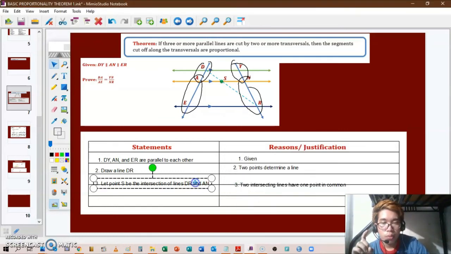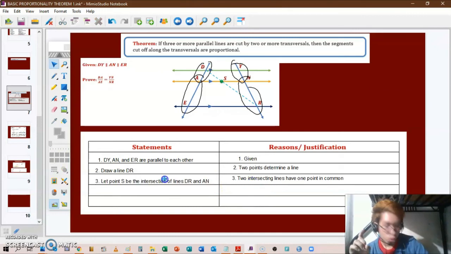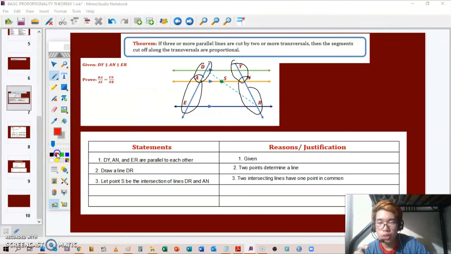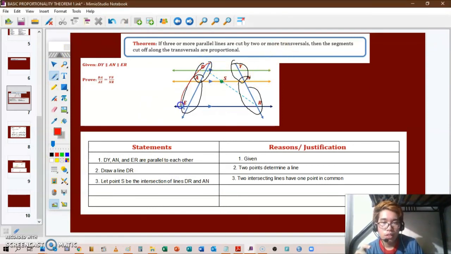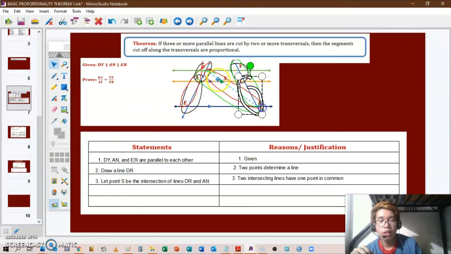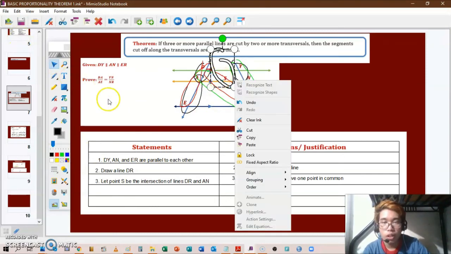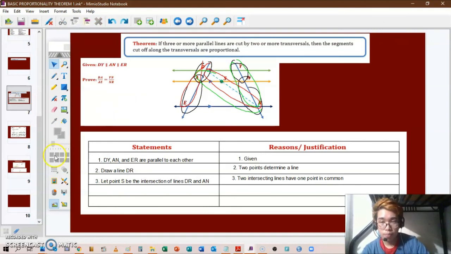For this problem, you will notice two proportions. We can derive two proportions: for this figure right here, that's the first proportion, and the other one, let's use a green tone, this proportion right here. And from there, using the transitive property of equality, we can now say that this proportion DA over AE is equal to YN over NR is true.